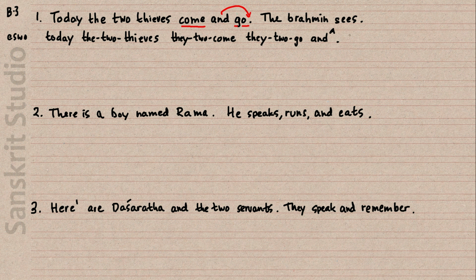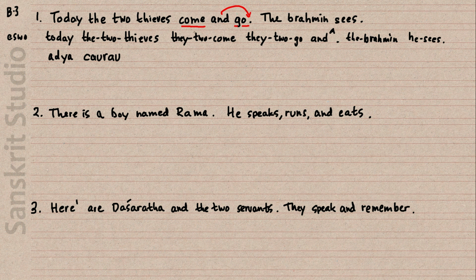And then we do the Brahmin sentence here, the Brahmin in one group there, and then he sees. Now we are sort of prepared for converting to Sanskrit here. So today is adya, and we have one thief, chauraha, but two will be chaurau. Then we have a verb coming, it's about coming. Agachati.